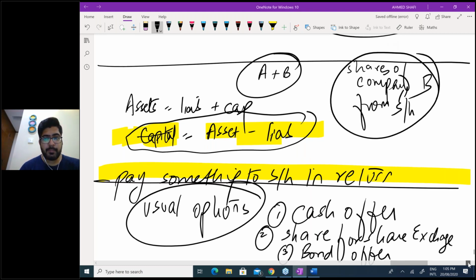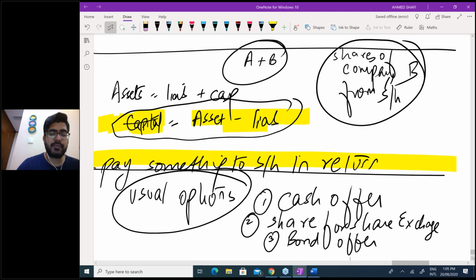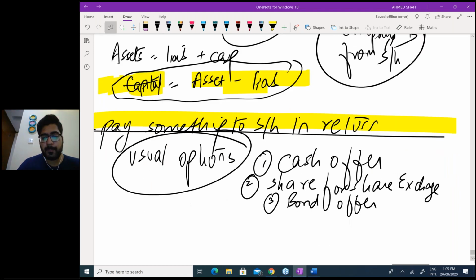Whenever company A wishes to acquire company B, the first thing to note is it will acquire shares, because if they get the shares, everything will be theirs. How to acquire shares? They will take shares from company B's shareholders, but the shareholders would want something in return. So what are the usual options? Sometimes company A acquires shares of company B by a cash offer. What is a cash offer? Take shares, give them cash.